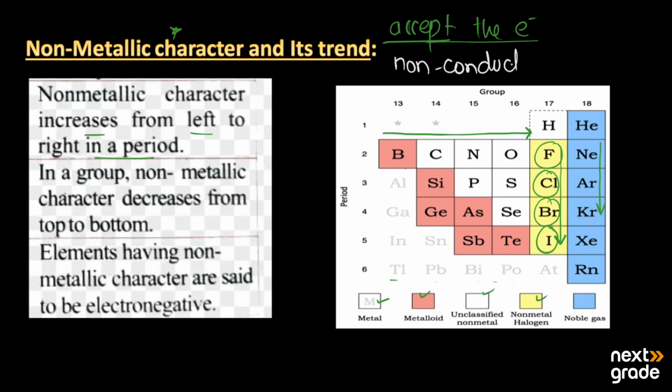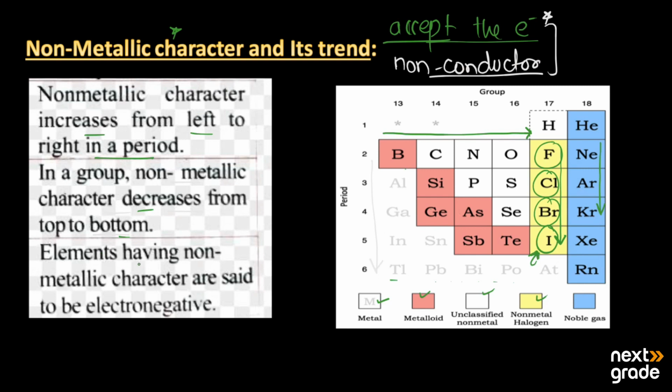The main property of a non-metal is that it is a non-conductor. They cannot conduct electricity because they do not have free electrons. They can only accept electrons. When we move from top to bottom in a group, the non-metallic character decreases, because as the atomic size increases, when we want to add an electron, it is more difficult.